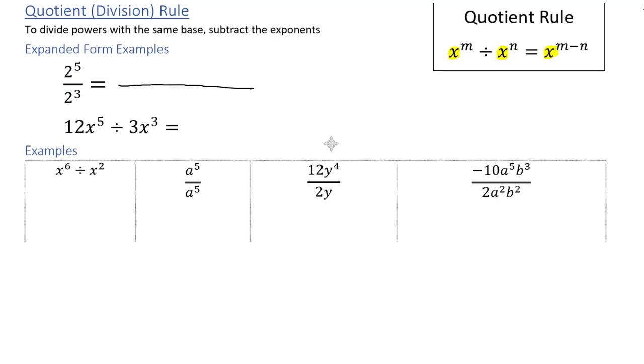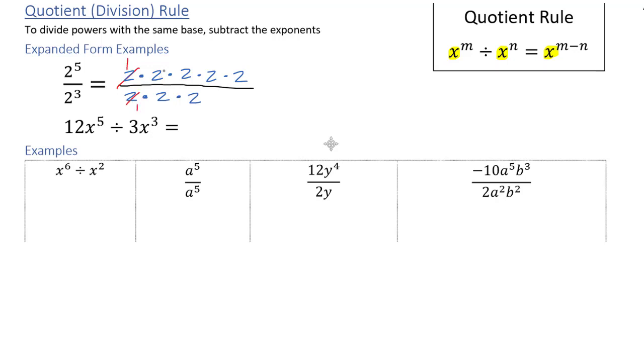The exponent represents repeated multiplication. So what we actually have on top are 5 2's. 1, 2, 3, 4, 5 2's divided by 3 2's. So when we're dividing, it's not 2 divided by 2, right? It's 5 2's divided by 3 2's. So what this really means, and this would be the expanded form, 2 divided by 2 is 1.